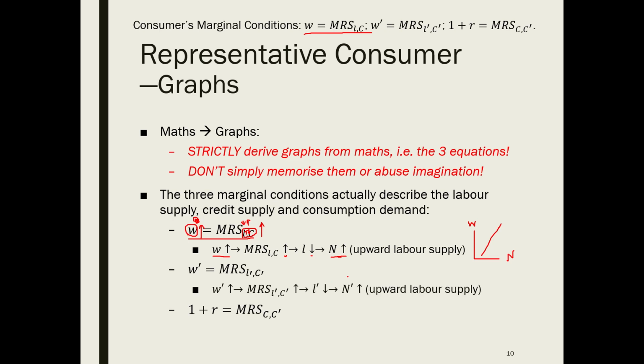Similarly, in the future period, the intratemporal condition here implies an upward sloping labor supply curve in the future period. Now let's move to the intertemporal condition. Like the intratemporal condition, we should start with the change in the exogenous variable. In this condition, interest rate is exogenous.